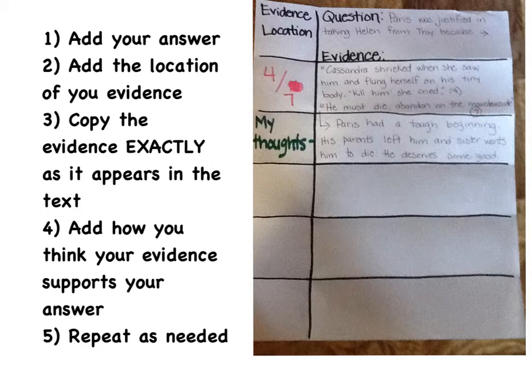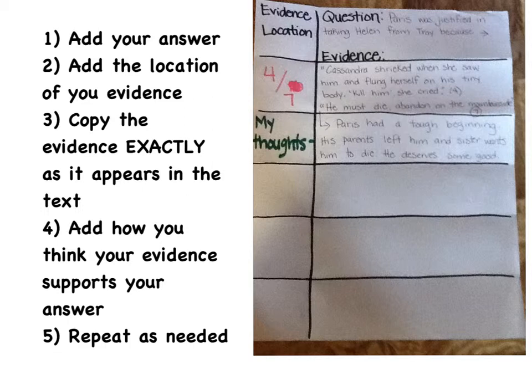Now comes the fun part. First, add your answer next to the word question at the top. My answer was Paris was justified in taking Helen from Troy because, and my evidence is going to answer my question. On the left-hand side, we'll add the location of our first piece of evidence.